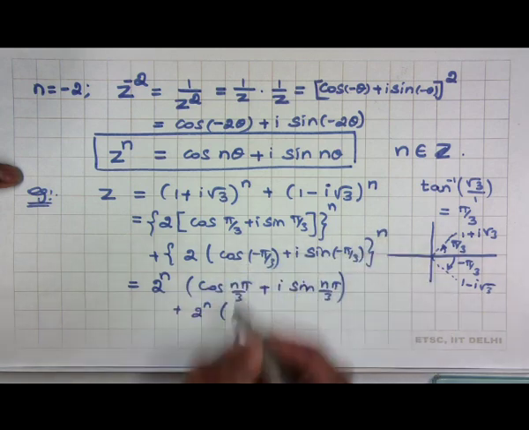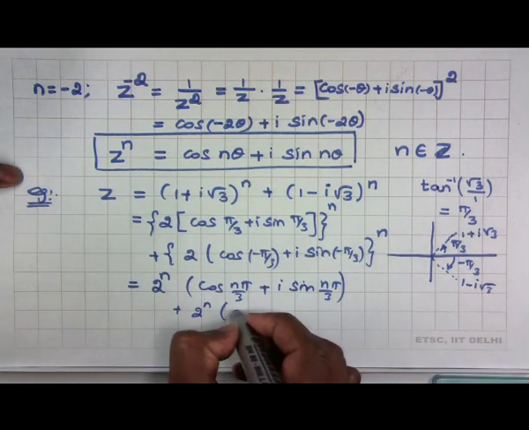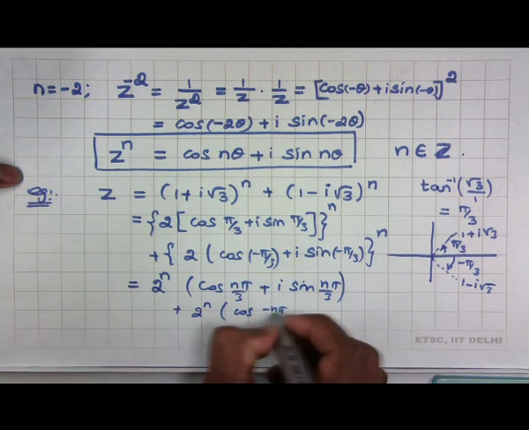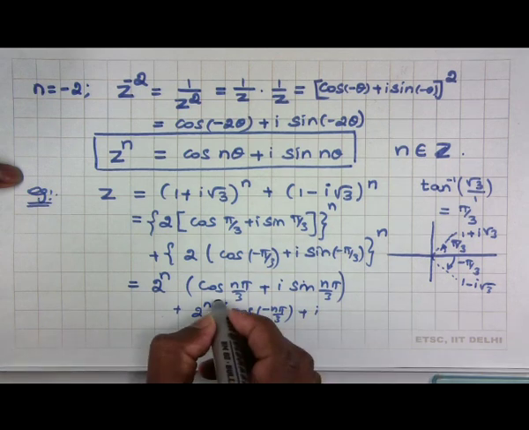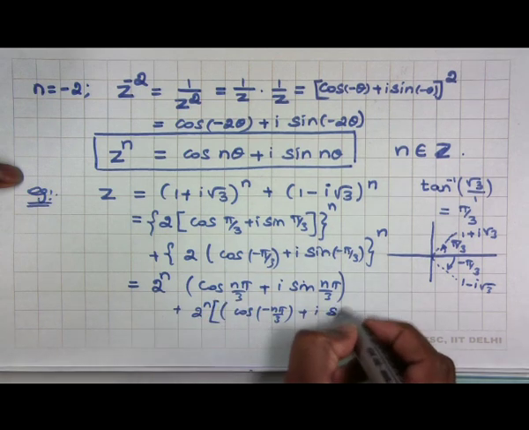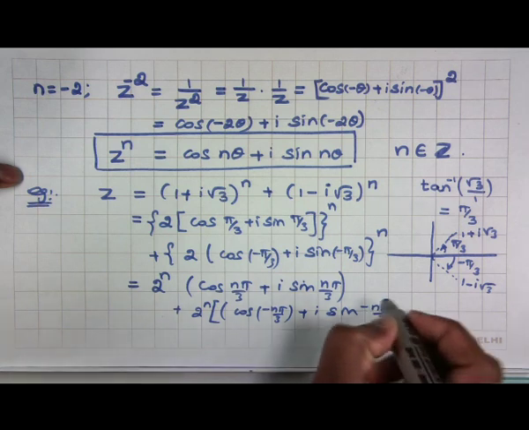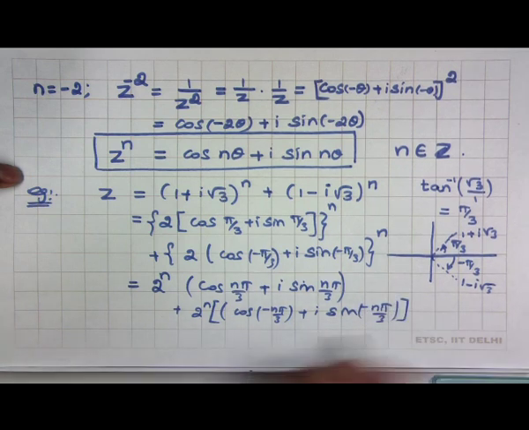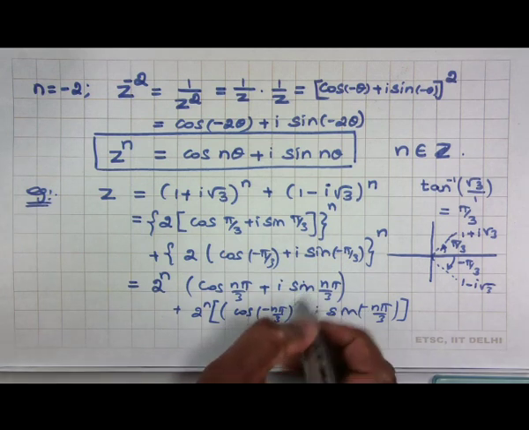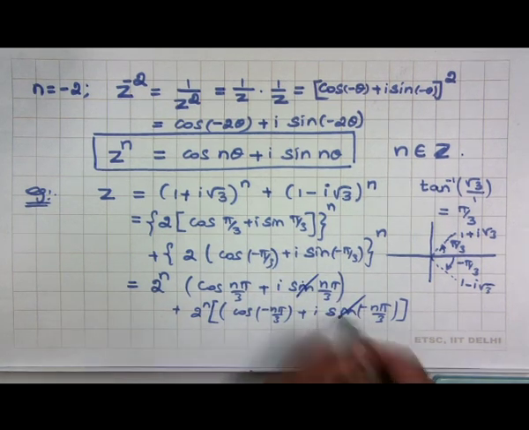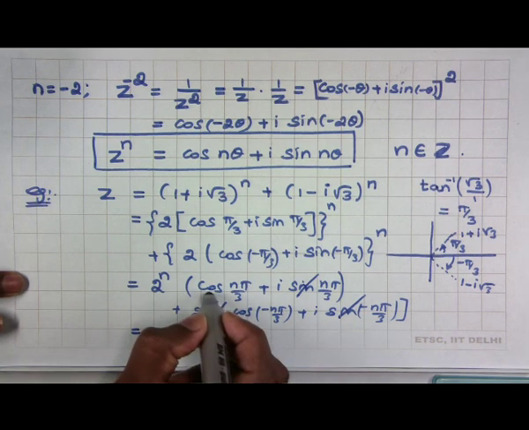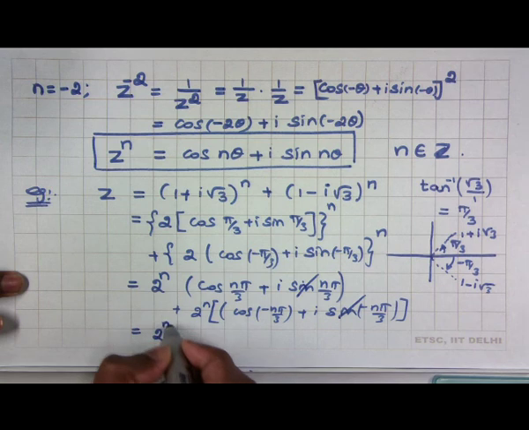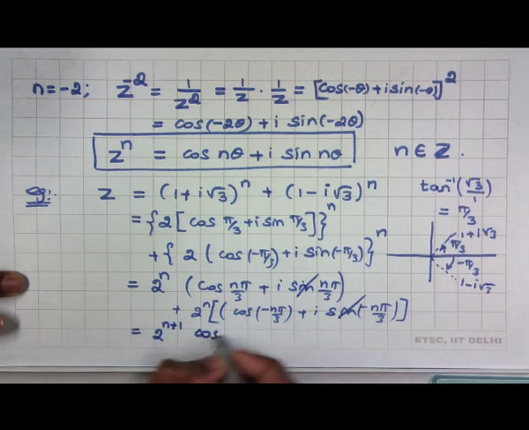So, apply this formula again, we see that it is cos of minus n pi by 3 plus i sin of minus n pi by 3, and after using the fact that cos is an even function and sin is an odd function, we see that these two factors get cancelled and we get twice of this term, which is 2 to the power n plus 1 cos of n pi by 3.